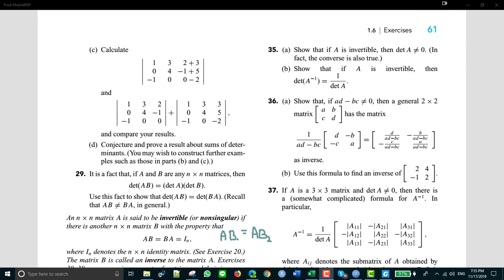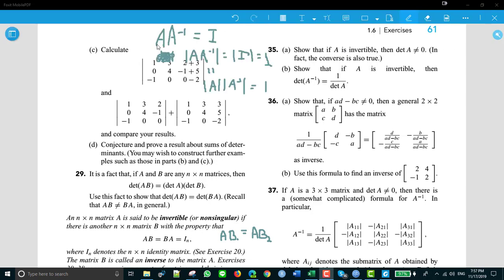But anyway, how do we prove this one? We say that A is invertible means there's an inverse. It means that A times its inverse is equal to 1. But then the determinant of this is equal to the determinant of this. But we know the determinant of this is equal to 1, so this is equal to 1. But we also know that we can split this as the determinant of A times the determinant of A inverse, and we have that equals 1. Then neither of these could be 0. So that's how you show part A.